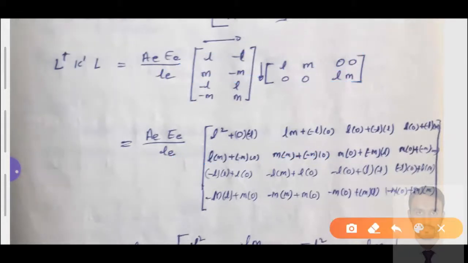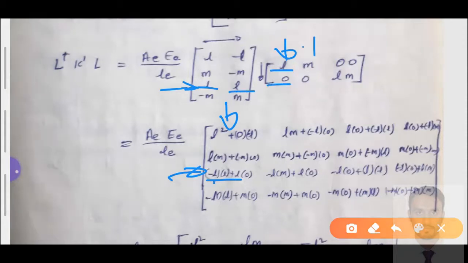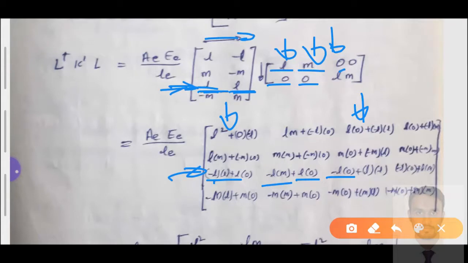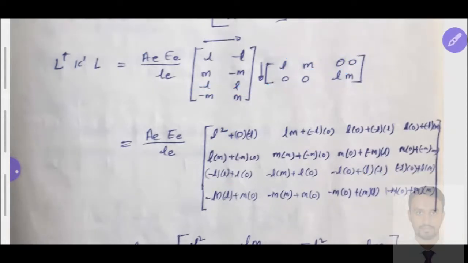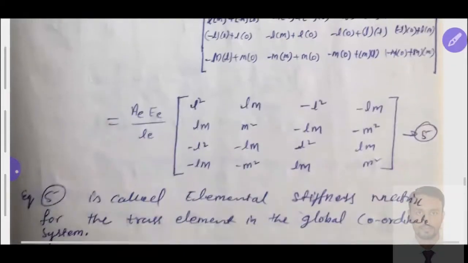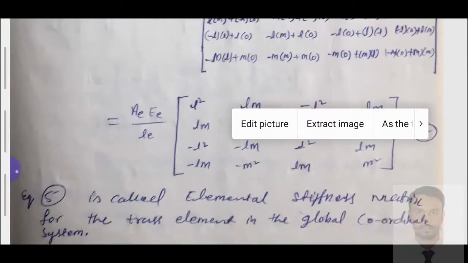Then we go with the third row, first column: minus L into L plus of L into 0. Second column of the third row: minus L into m plus of L into 0. Third column: minus L into 0 plus L into L. Again fourth column: minus L into 0 plus L into m. Similarly we got the fourth row, first, second, third and fourth columns. Then we'll simplify all these values.